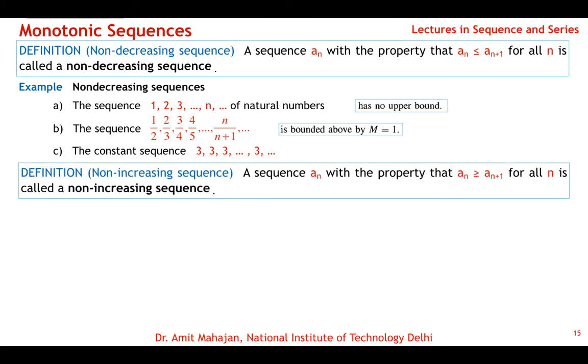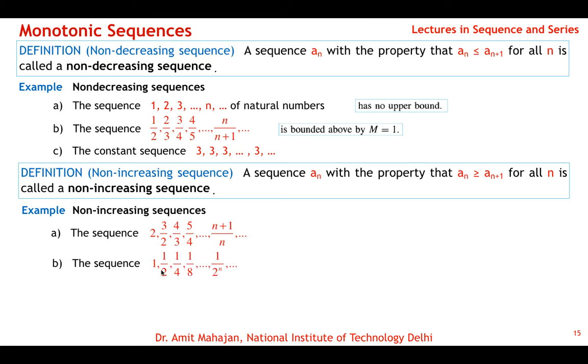The other definition is the non-increasing sequence. A sequence an with the property that the next number is always less than or equal to the previous number for all n is called a non-increasing sequence. For example, the sequence 2, 3 by 2, 4 by 3, 5 by 4 and so on, n plus 1 by n. Each number is less than or equal to the previous one: the third is less than the second, the fourth is less than the third, and so on. So it's a non-increasing sequence.